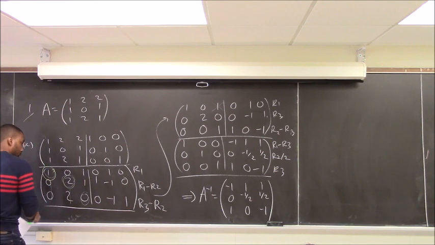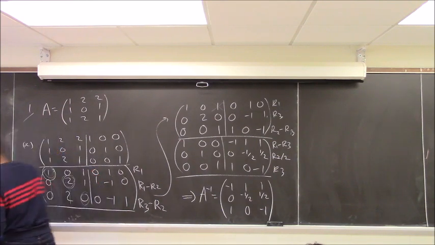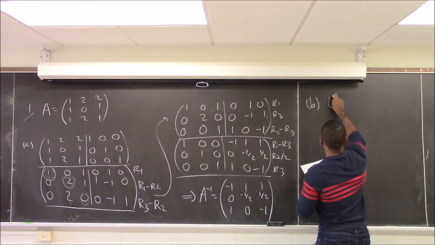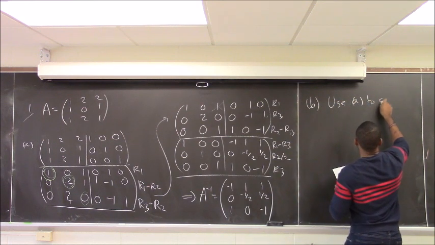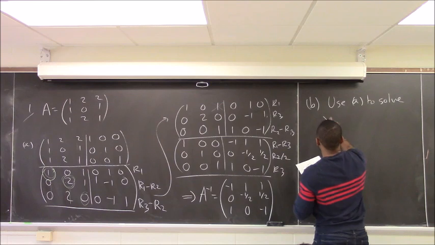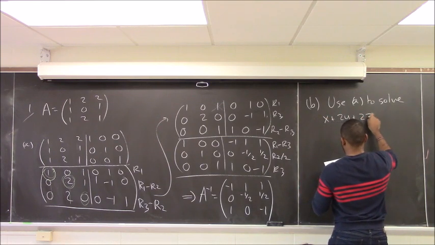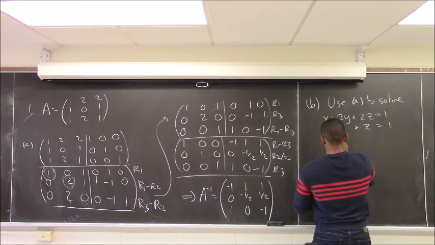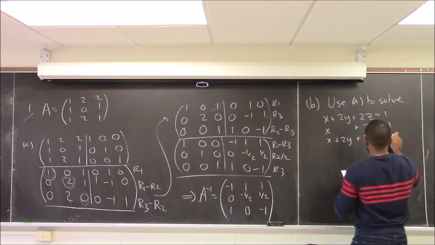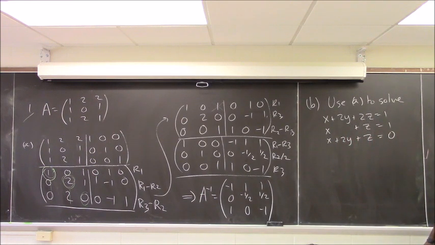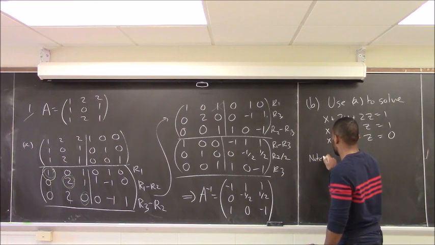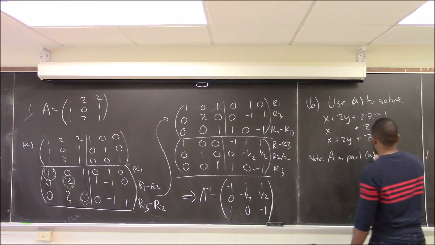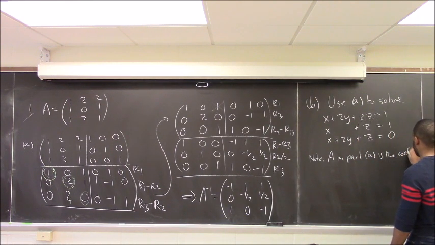And now it says in part 2, use A to solve this system of equations. X plus 2y plus 2z equals 1. X plus z equals 1. X plus 2y plus z equals 0. And what you would notice here is note A in part A is the coefficient matrix of the above.